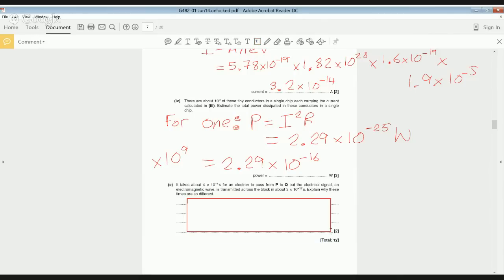Well, electrons travel at a mean drift velocity that is much, much slower than the signal, which travels at the speed of light. It's as simple as that. The electrons travel a lot slower than the signal. The signal is an electromagnetic wave. That's the big clue in the question there. It travels at the speed of light.